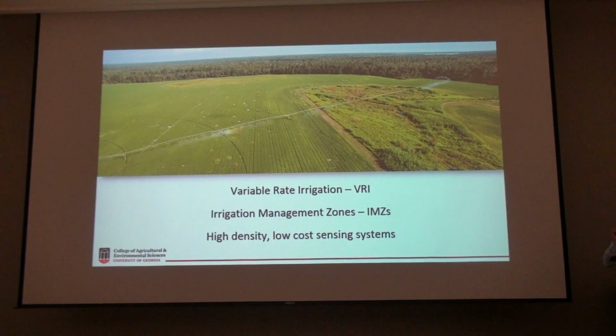So to make dynamic VRI possible, we need three things. First of all, we need to have our variable rate irrigation on the farm. Second, we need to be able to delineate our management zones adequately using a number of different techniques, and that's not an easy task. And third, we need a good soil moisture sensing system. And that's described to you now.